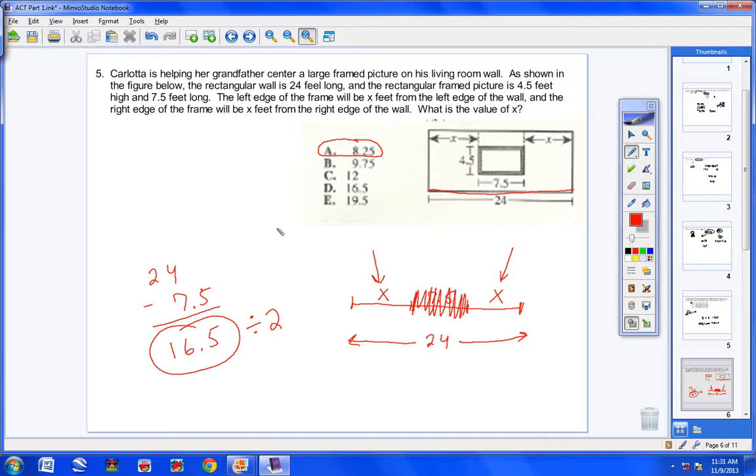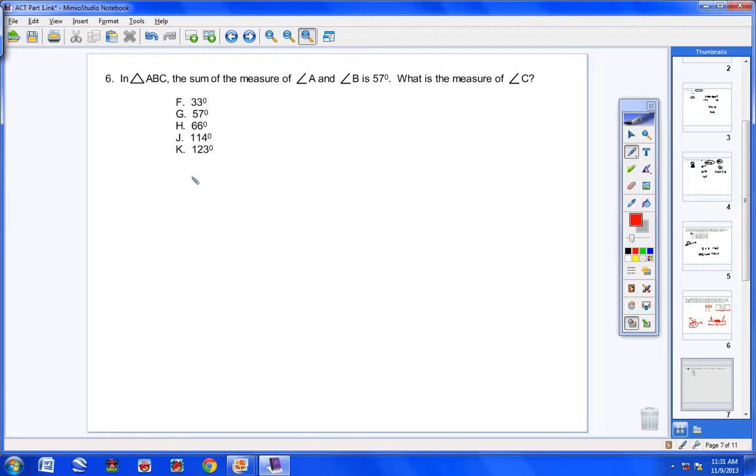And that is hopefully a pretty simple problem, okay? All right, moving on to number 6. In triangle ABC, the sum of the measures of angles A and B is 57 degrees. What is the measure of angle C?